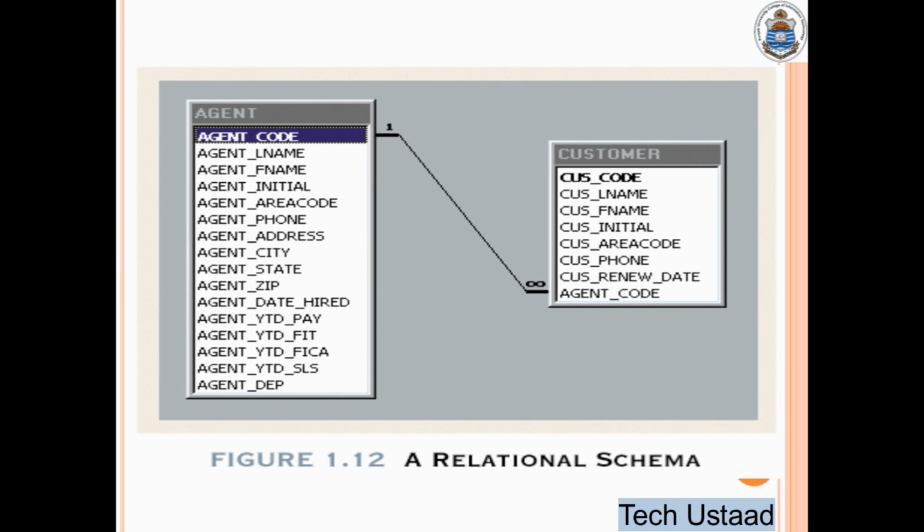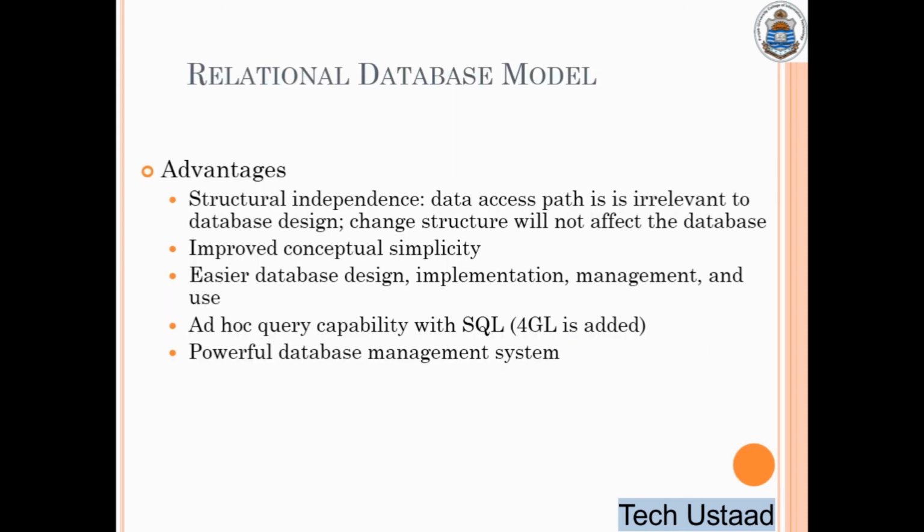We will study the relational database in depth in the next video. And this is the model that we will be working on. Its advantages are structural independence. The data access path is irrelevant to database design, meaning changing the structure will not affect the database. It has improved conceptual simplicity, as the user only has to worry about the relations between the tables, which are quite simple.